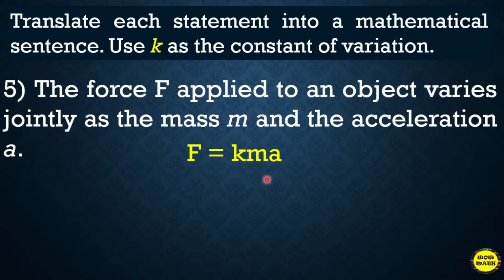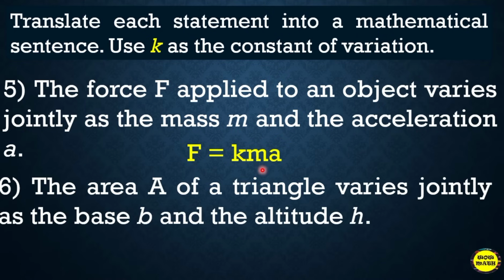So hindi mahirap i-translate yung statement into a mathematical sentence kasi meron siyang connector na "and". So alam mo kung ano yung pagsasamahin mo. And then, the area A of a triangle varies jointly as the base B and the altitude h. So that is A equals KBH.